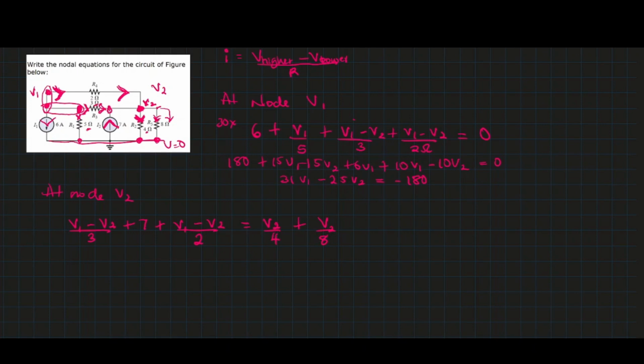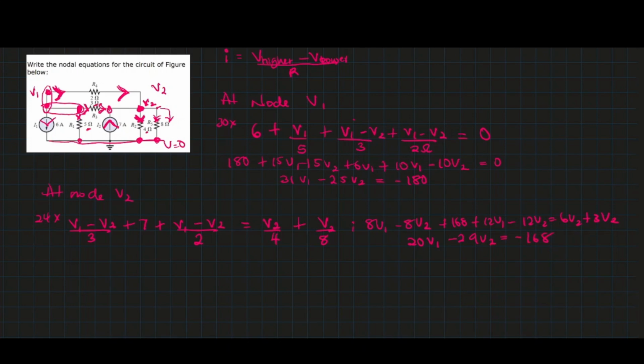Now I just simplify the equation, multiplying through with 24. This is going to give you 8V1 minus 8V2 plus 168 plus 12V1 minus 12V2 equals 6V2 plus 3V2. Simplify the equation: 20V1 minus 29V2 equals minus 168.